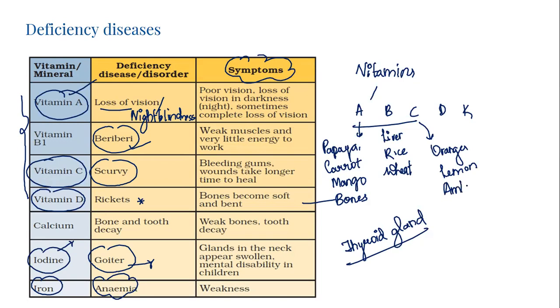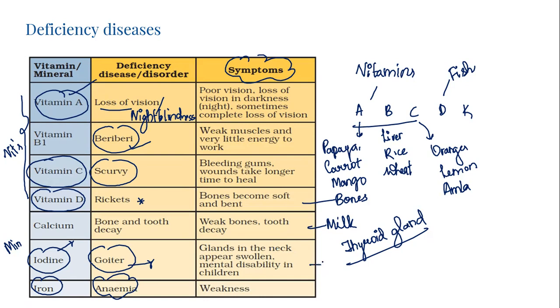amla. And for vitamin D, fish as well as milk are rich sources. Talking about the minerals, after the vitamins: calcium is basically present in milk. That's why we are asked to have milk, to have stronger bones.